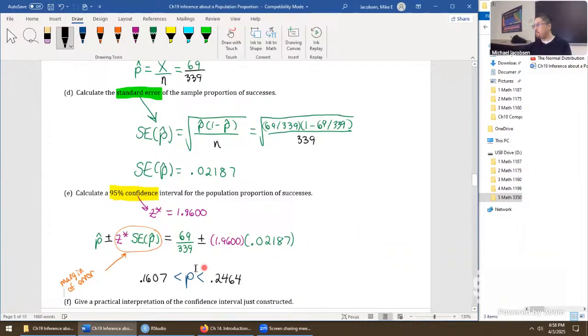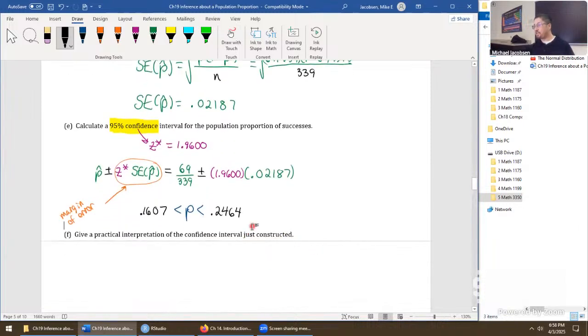So that means adverse reactions, remember, adverse reactions of any kind, like my arm hurts and that's an adverse reaction, is from about 16% to about 24.6%. So that's what our methods give us. But we want to say that as clearly as possible, so that's what part F is all about.